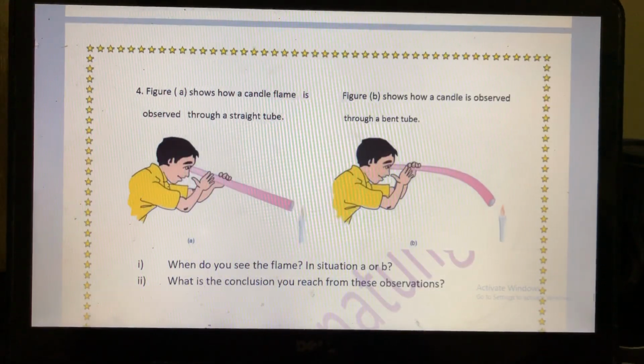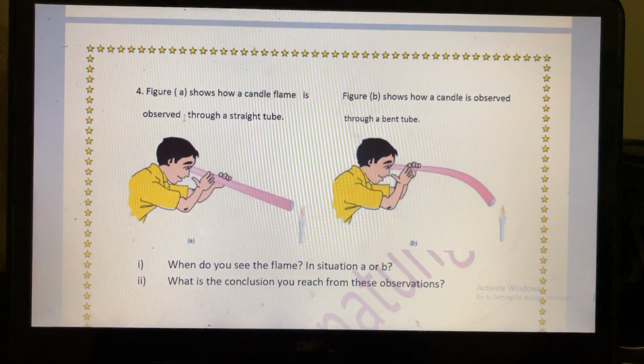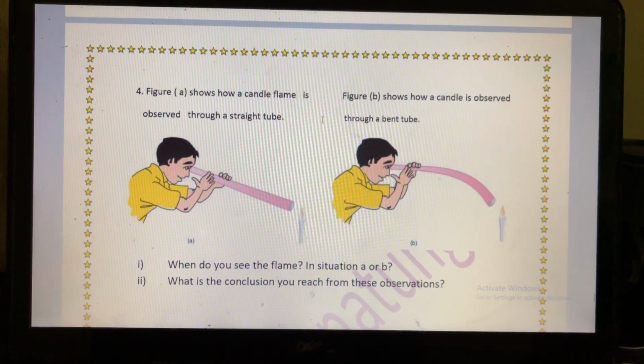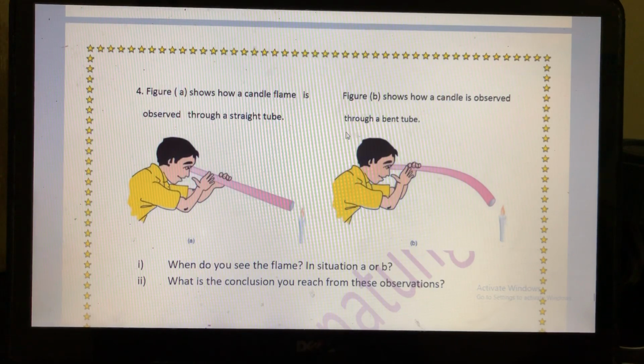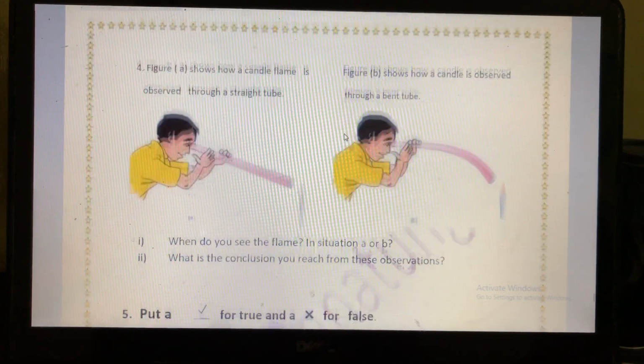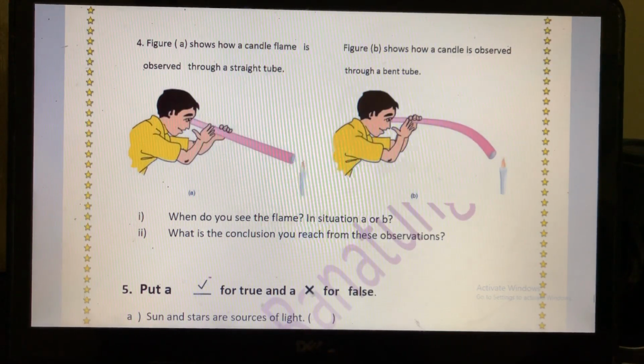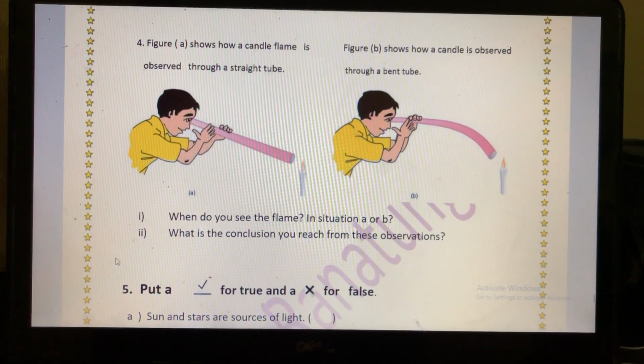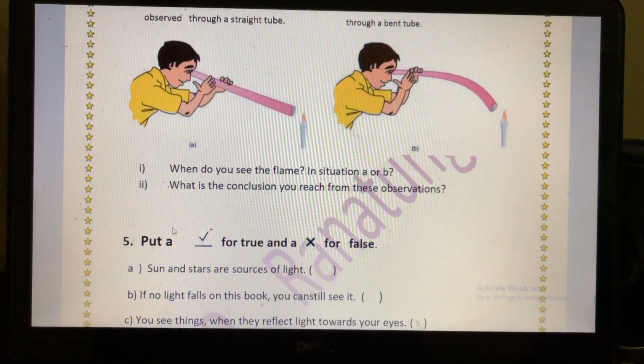Number 4, figure A shows how a candle flame is observed through a straight tube. Figure B shows how a candle is observed through a bent tube. Number 1, when do you see the flame? In situation A or B? What is the conclusion you reach from these observations?